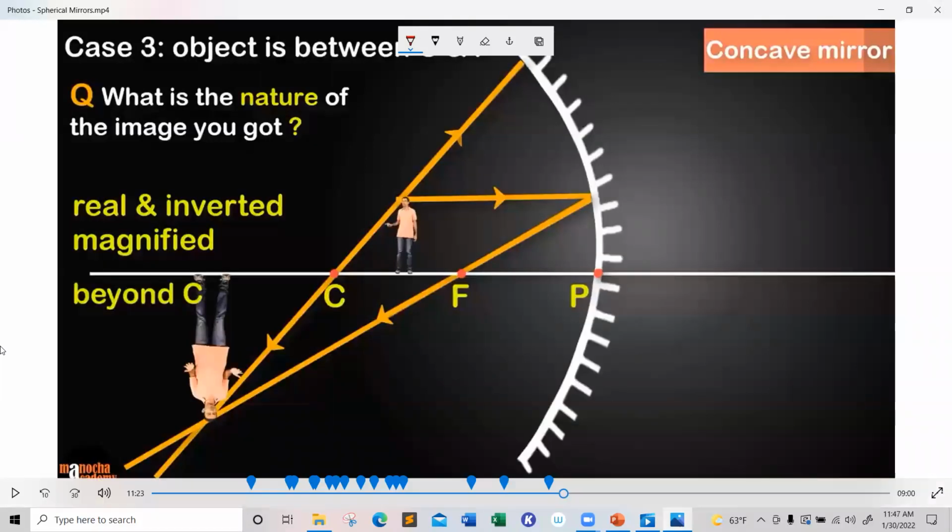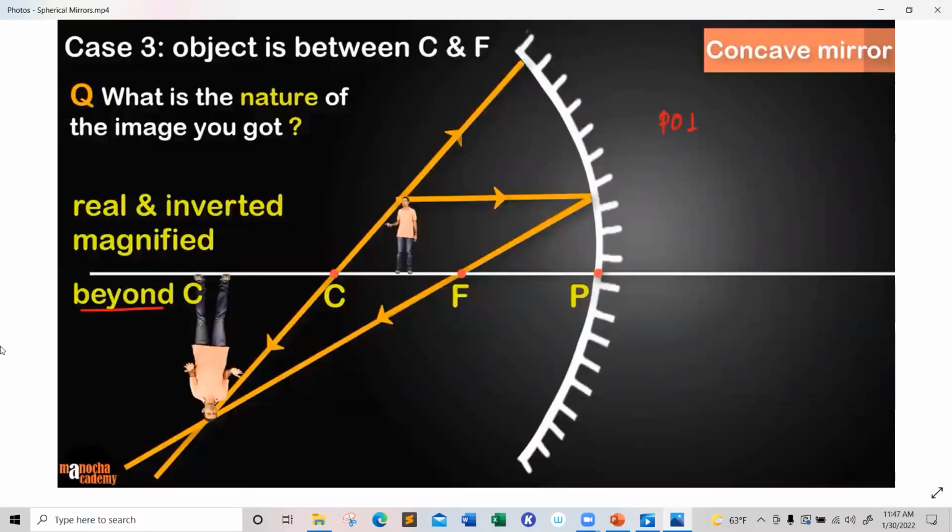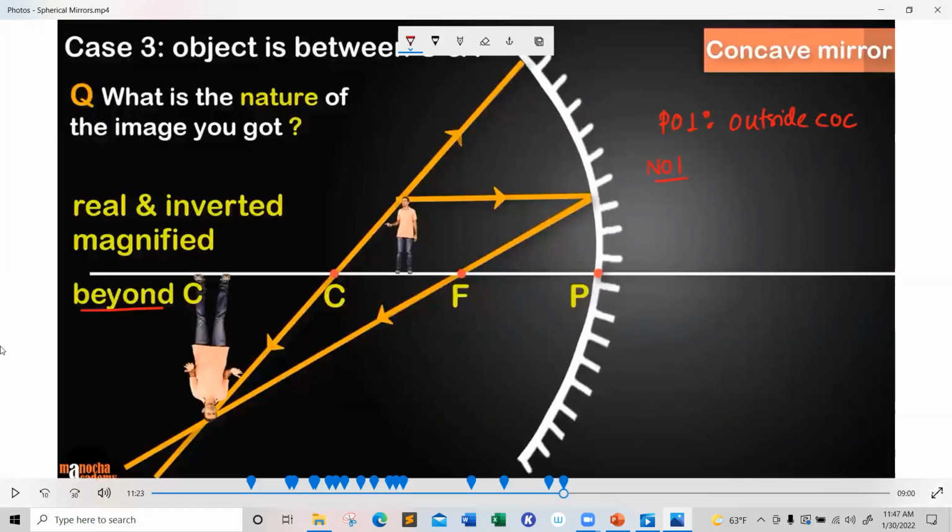Yes, what is mentioned as beyond C, in our book it is mentioned the position of image to be outside center of curvature, outside center of curvature. And nature of the image, he has already mentioned, it is real.